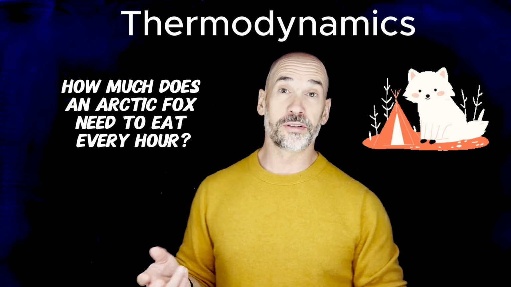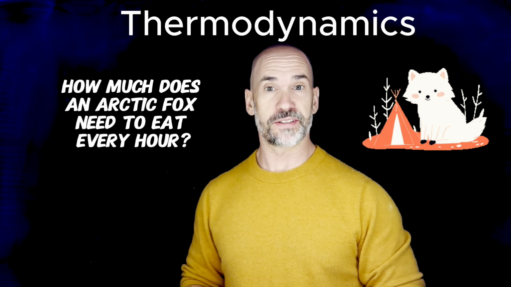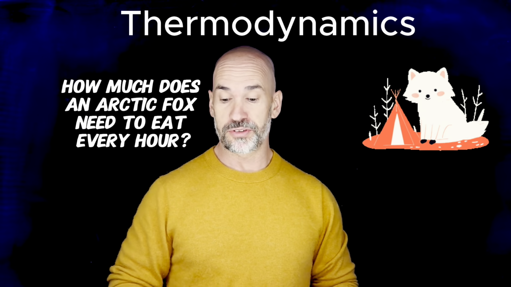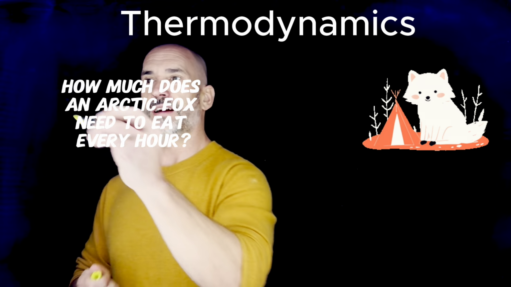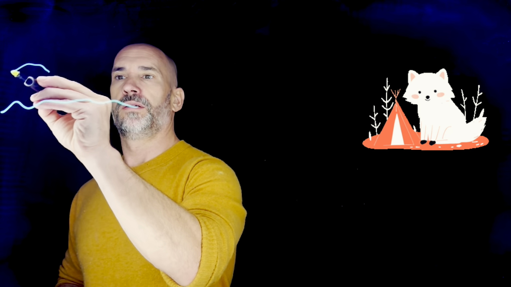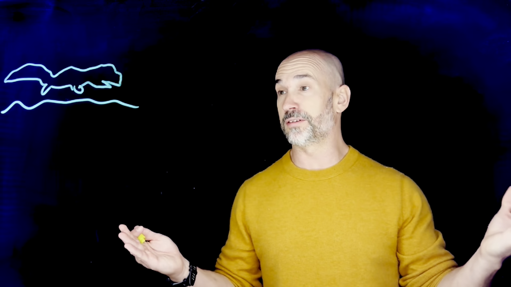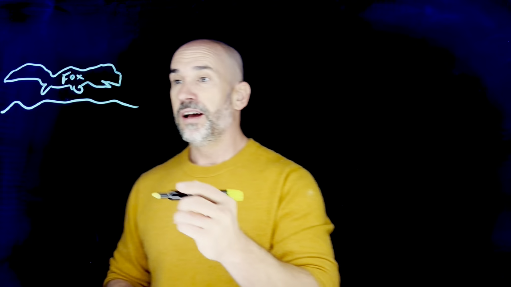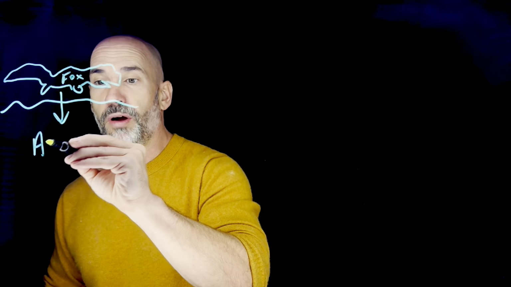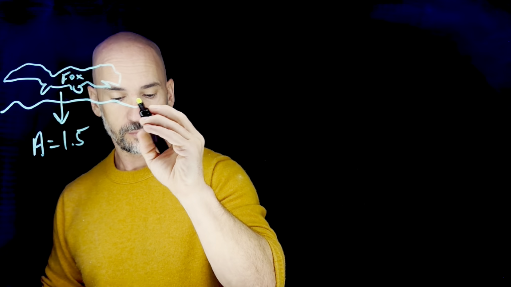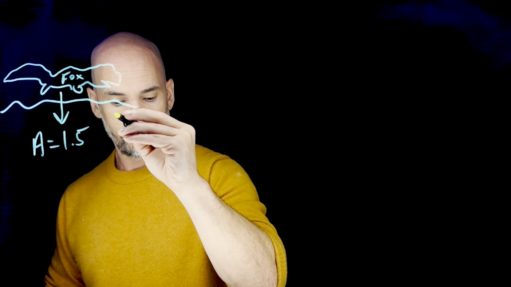All right, another real-world example here at the Mindful Physicist. So, let's suppose we have this little Arctic fox, and it's frolicking in some Arctic tundra, right? And because you never know what I'm actually drawing, I will label this a fox. And let's suppose that this fox has a surface area of roughly 1.5 meters squared.